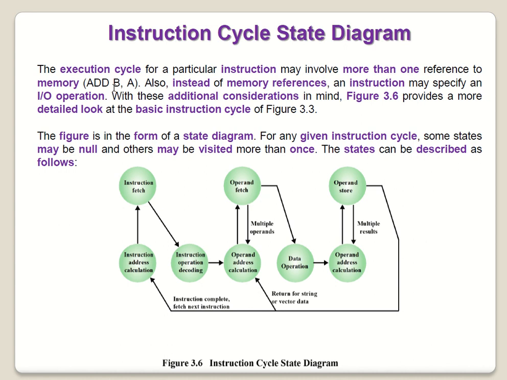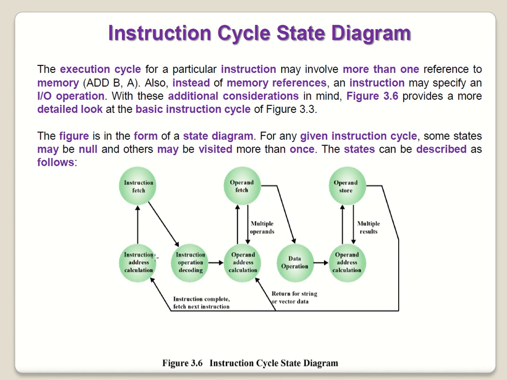Sometimes an instruction may involve IO operations, not referring the memory. Maybe it gets the data from an input device or sends the data to the output device. Okay. So by considering all these details, that the instruction may have more than one reference to the memory, your instruction cycle is modified to include many states. So the figure 3.6 is the instruction cycle state diagram, which includes many states starting from the instruction address calculation until the result storage, operand storage.